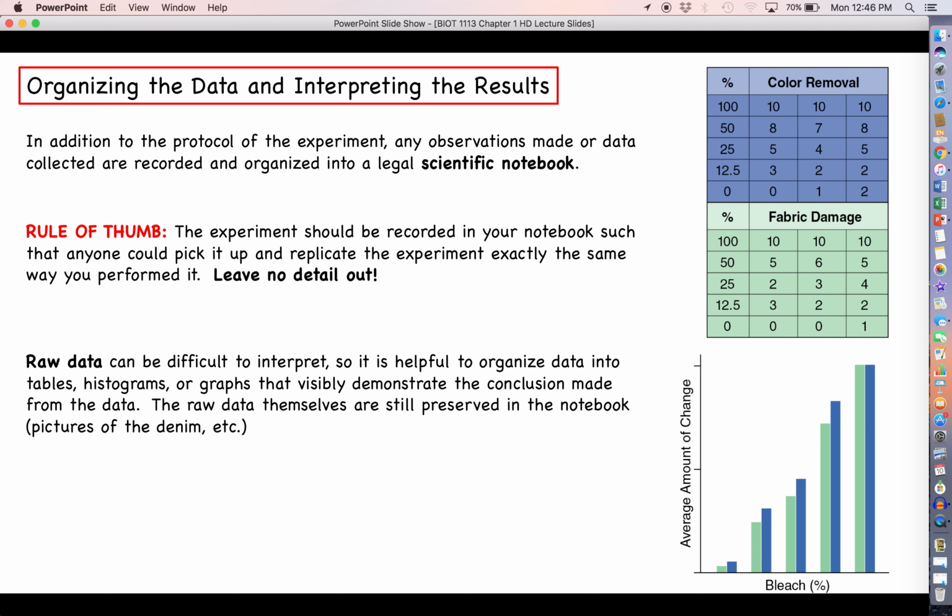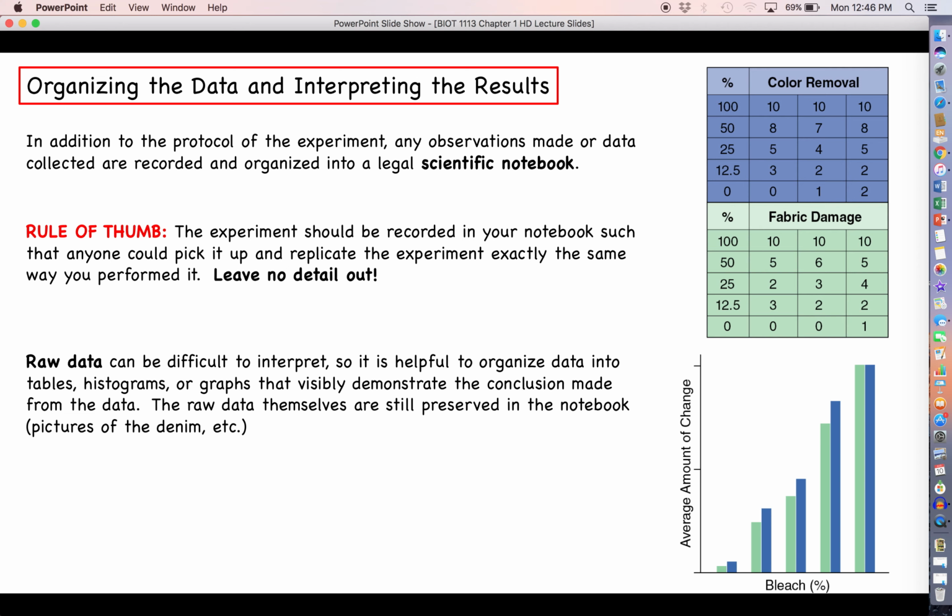What you're going to be collecting from your experiment is called raw data. Raw data can be a little difficult to interpret, so this is going to be you recording your rankings of fabric damage and fading, but again, raw data can be a little difficult to interpret if you're just looking with fresh eyes at someone's notebook. That is why it is very helpful to organize raw data into tables, histograms. You can see a histogram down here in the bottom right, or other types of graph that visibly demonstrate the conclusion made from the data. The raw data themselves are still preserved in the notebook as they initially were, which is good because mistakes can be made in generating graphs and histograms, so you want to make sure that you have the raw data to go back to.